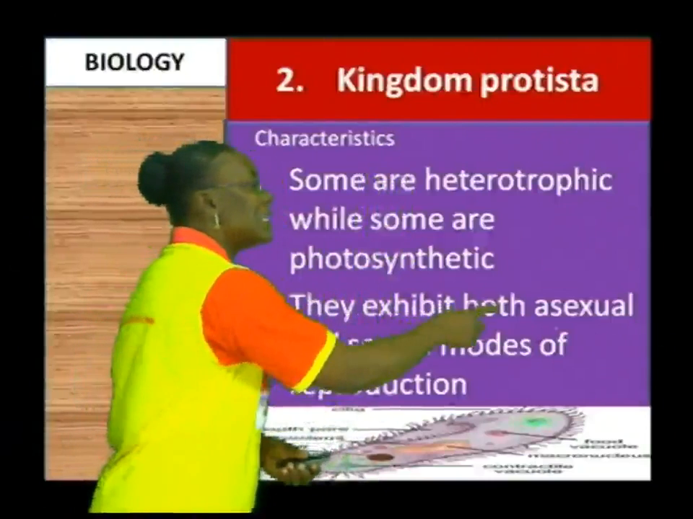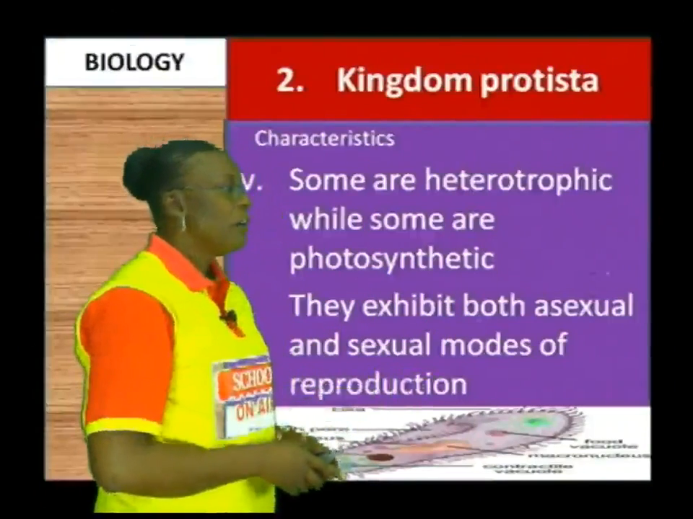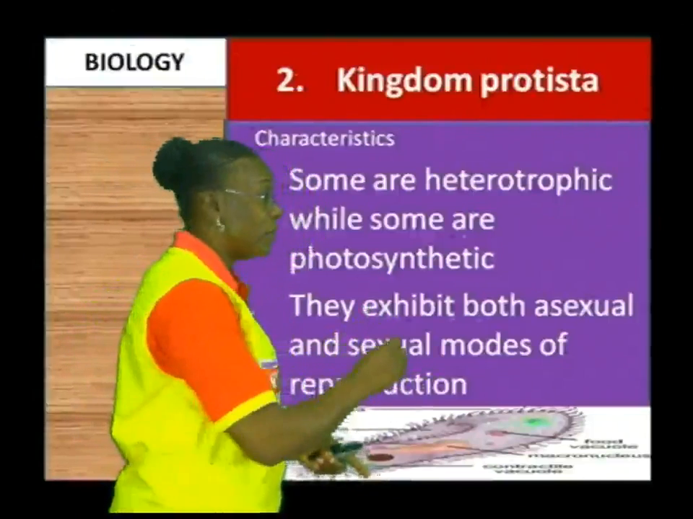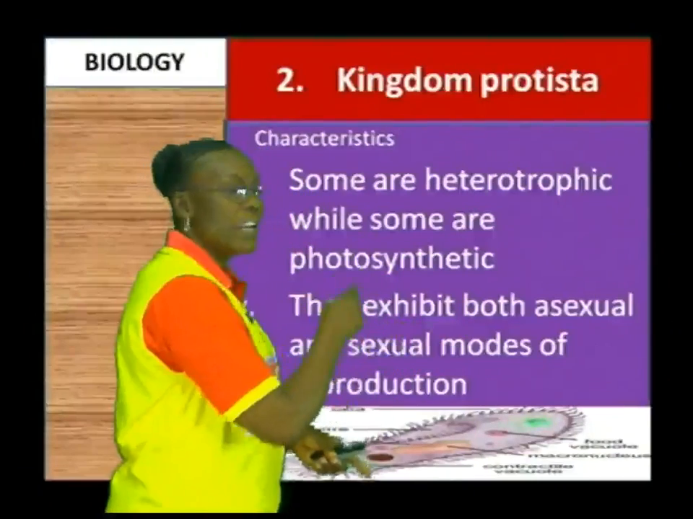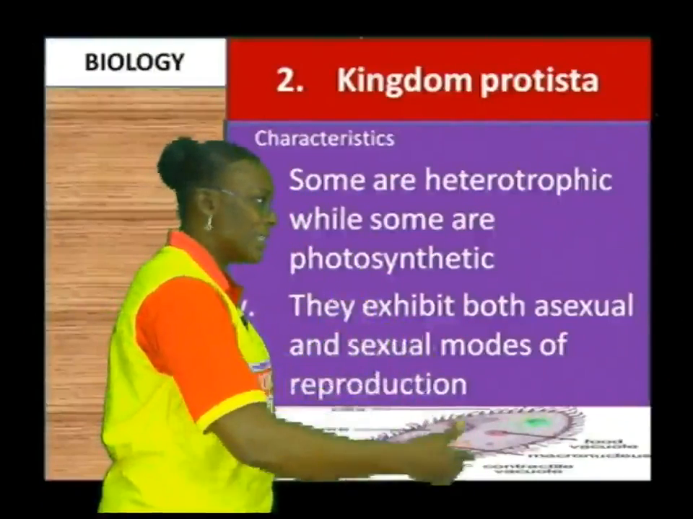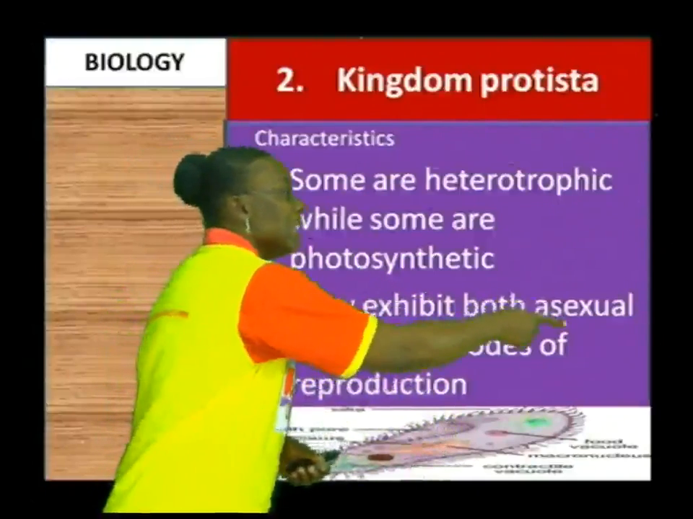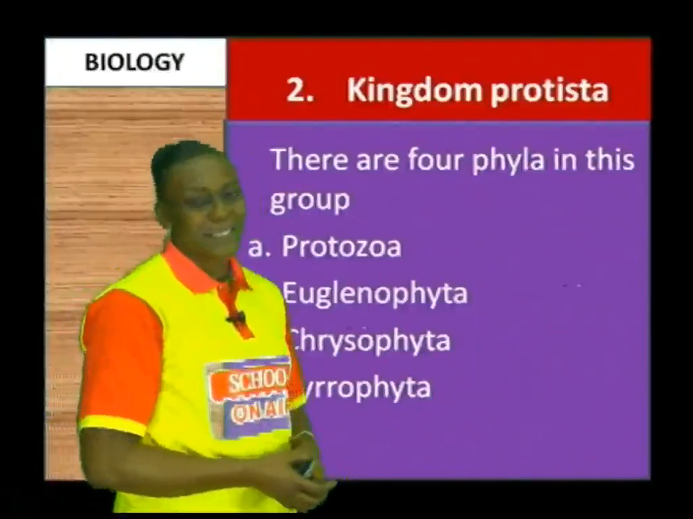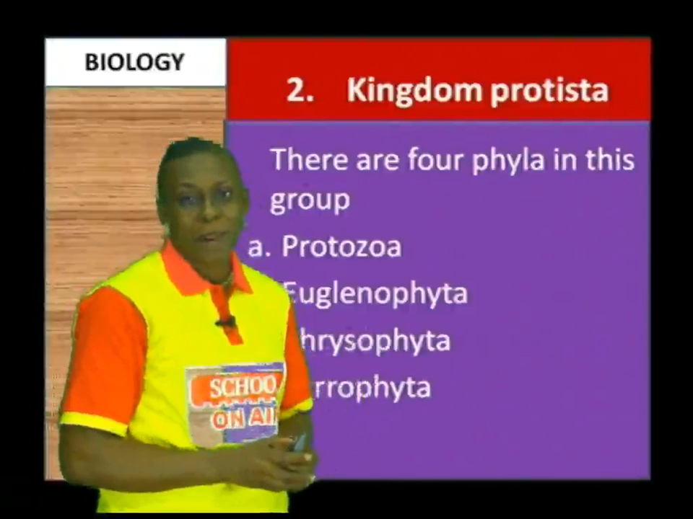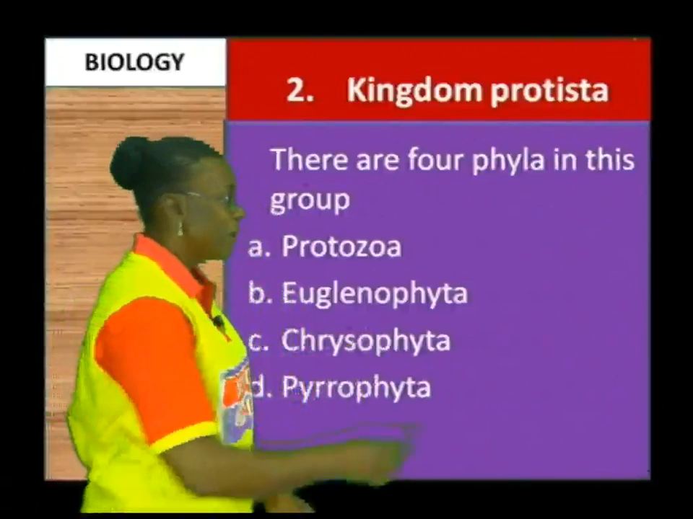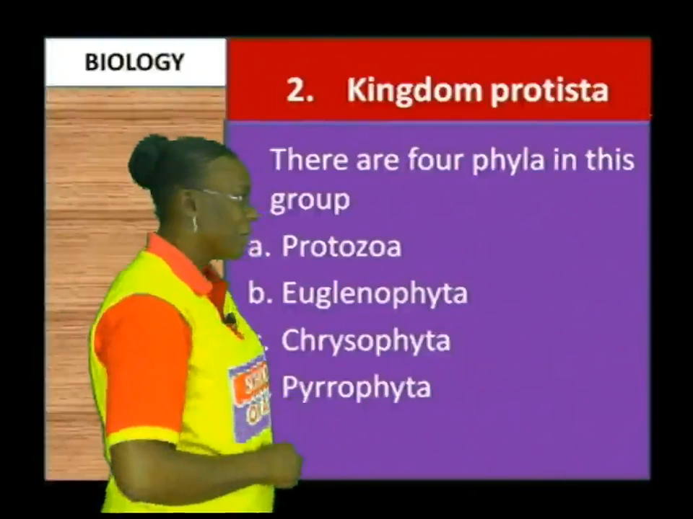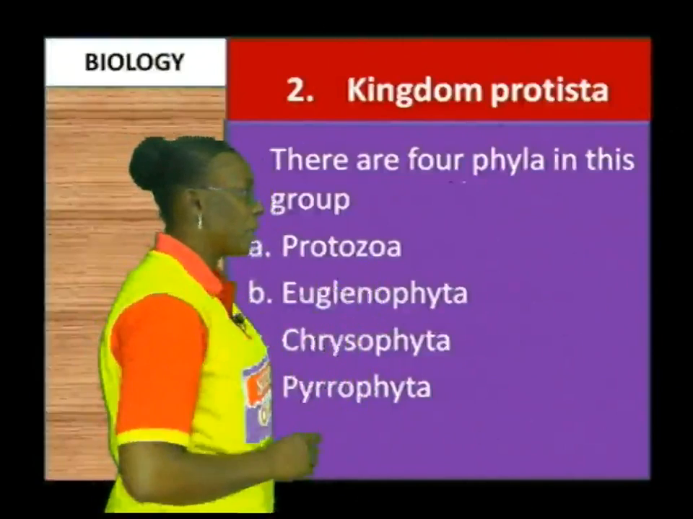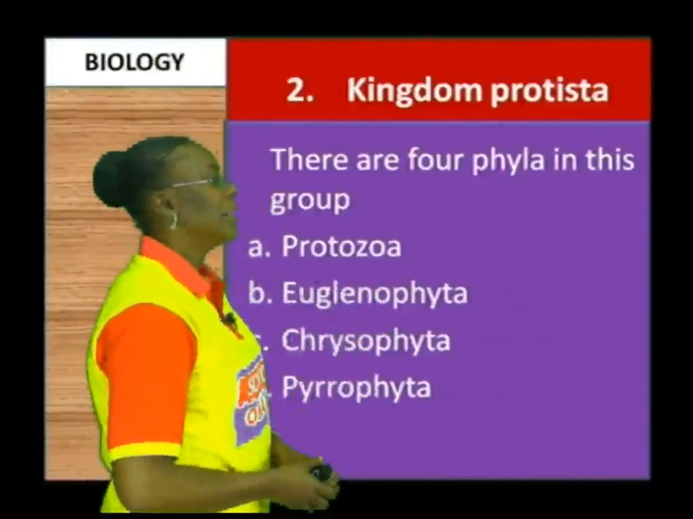Then they exhibit both asexual and sexual modes of reproduction. Remember, we said that the first kingdom, MONERA, cannot exhibit sexual mode of reproduction. They only have asexual. But for kingdom protista, you can see now that there's complexity. Kingdom protista have both asexual and sexual modes of reproduction. Now, under the group protista, there are four phyla, plural. You have the protozoa, the euglenophyta, the chrysophyta, and the pyrophyta. So we're going to look at the protozoa, the first phylum under the kingdom protista.